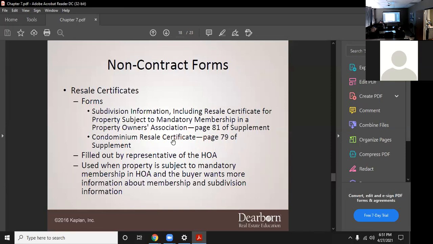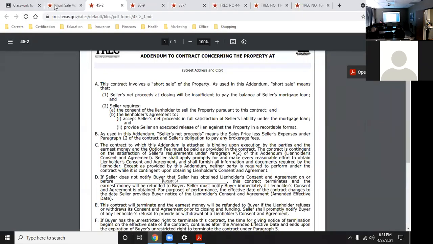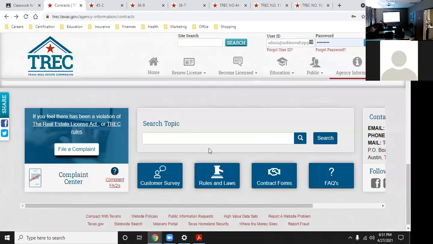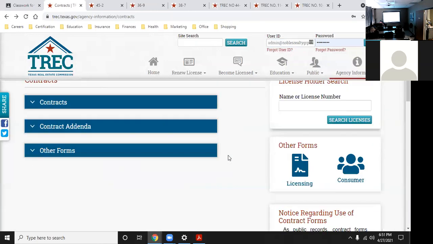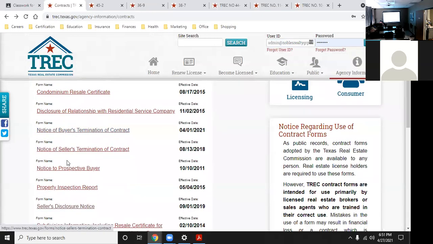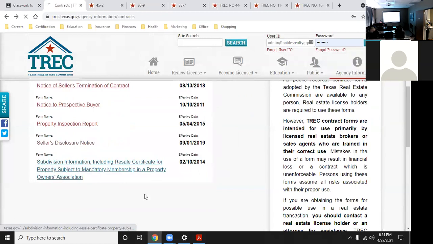These will be filled out by a representative of the HOA, and they are used when property is subject to mandatory membership in an HOA and the buyer wants more information about the membership or subdivision information. I will also pull these up. I want to say these are in... I don't remember now.